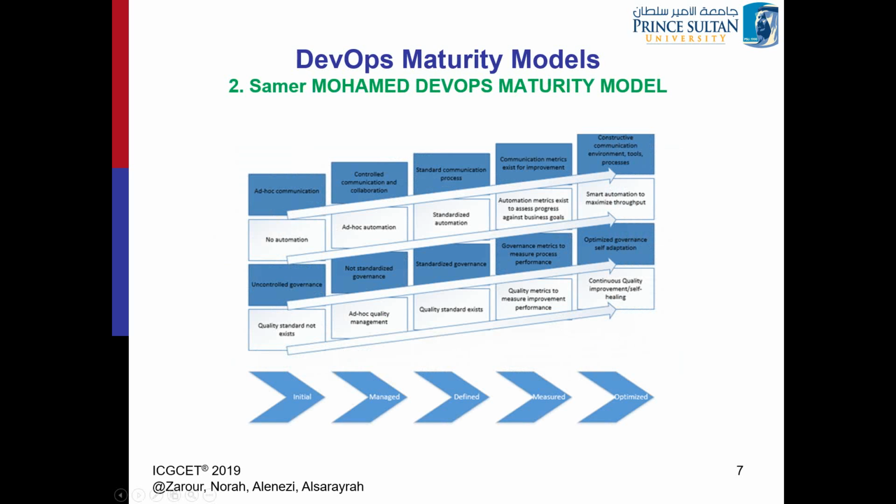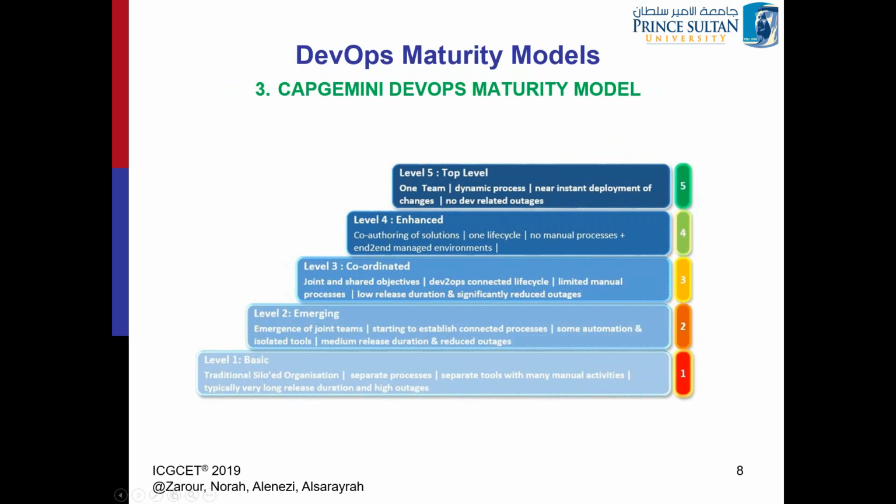For each level, this maturity model defines the different features, characteristics, or practices. The second maturity model is developed by a researcher called Mohamed, who has his own DevOps maturity model. In this maturity model, you can see that we have 5 levels, and for each level, we have different dimensions as well. The third maturity model is the Capgemini DevOps maturity model, developed by Menzel. In this maturity model as well, we have 5 levels, and for these 5 levels, the model defines the different features, characteristics, and practices for each level.